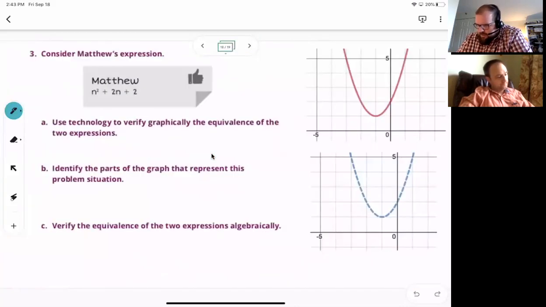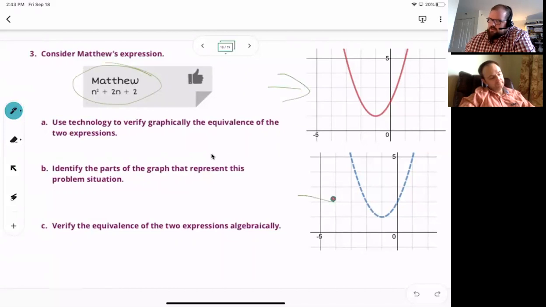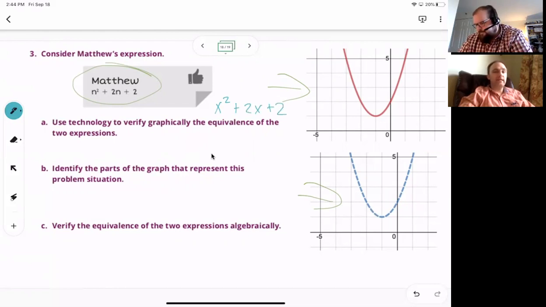All right, then we've got Matthew's expression. Hey, that looks like the expression that we ended up simplifying to. It is beautiful. Use technology to verify graphically the equivalence. Now, again, you can go to Desmos and type Matthew's expression in, and the one from the previous page in. You'll get these two pictures. As a word of warning, you can't type in the words Matthew's expression into Desmos and have it do anything. You also may need to write this as x squared plus 2x plus 2 instead of n. That is a good call, Mr. Carlson, because that's definitely what I did when I made those pictures. And then we did this for you. These are the pictures that you should end up with.